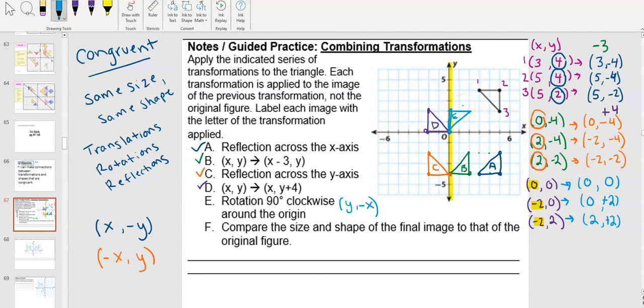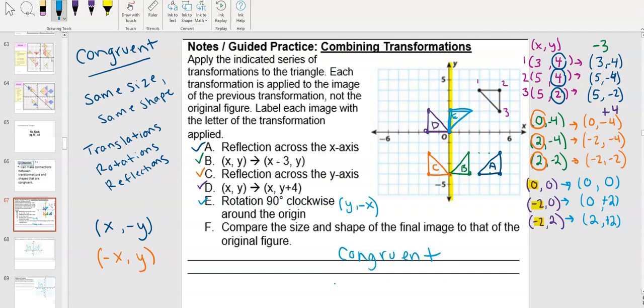And now I have done all of the translations I need to do. So what we're going to do now is compare how the size and shape of this original image compares with our final image here. Well, I know that it is a right triangle and E is a right triangle. I know that the legs of the right triangle are 2 by 2 and the legs of E are 2 by 2. So therefore I can confirm that they are congruent.